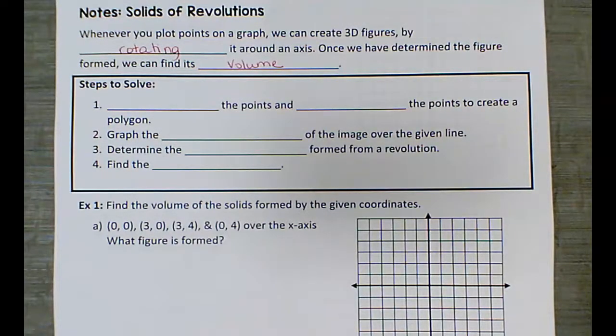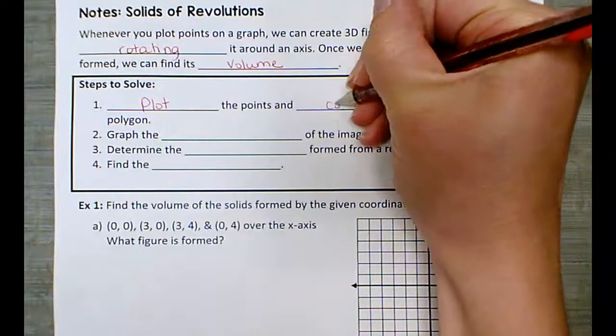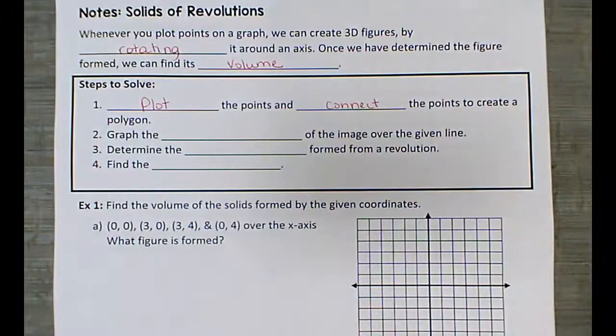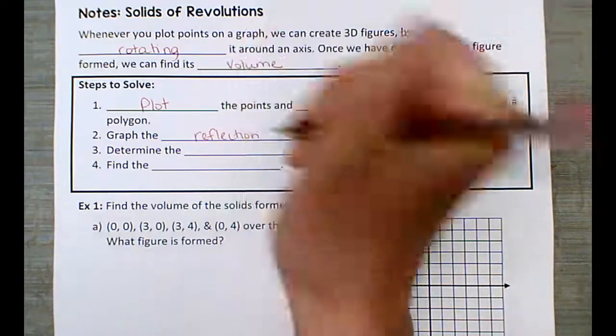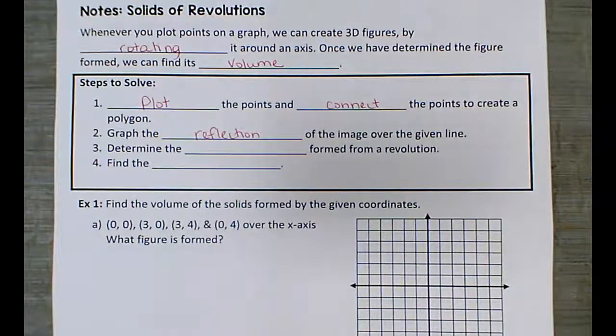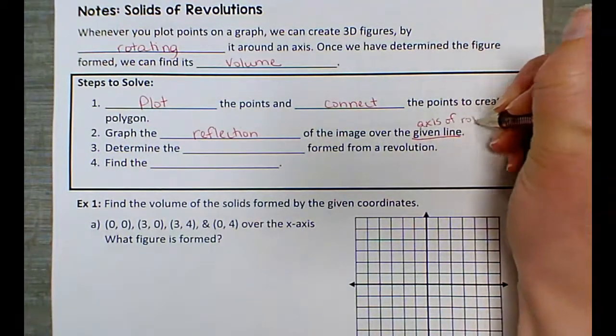So our steps today, and we've got 4 of them. First, you want to plot the points that are given to you and connect the points so that you can create a polygon. Make sure that you connect them with either a straight edge if you're writing in pencil, or if you're using Cami, then make sure you use the line drawing tool so that they're nice and straight. You then want to graph the reflection of the image over the given line. So you want to reflect it over the given line, and this given line is going to be the axis of rotation.